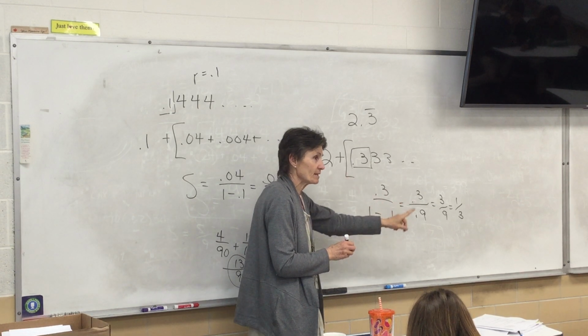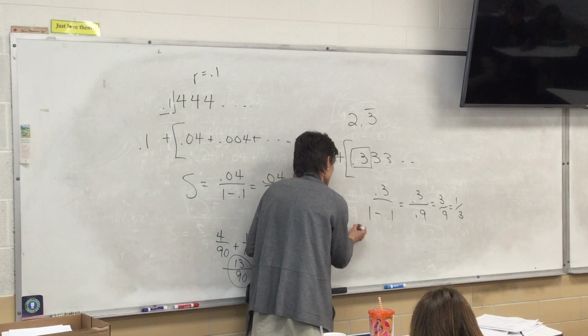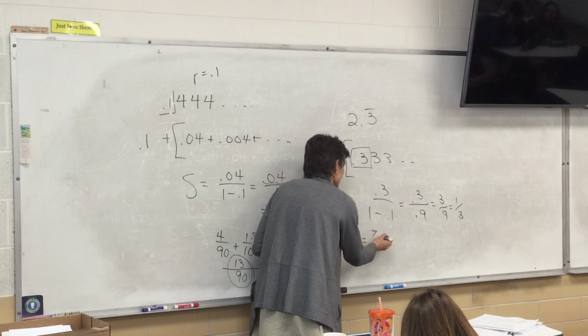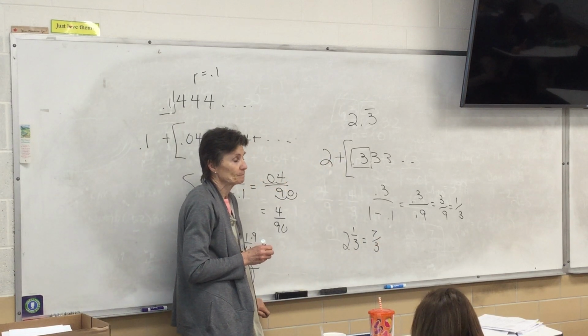What do you have to do now? You have to take that 1/3 and add in the 2. So you can either say 2 1/3, or you can say 7/3 if you'd rather write it as a fraction.